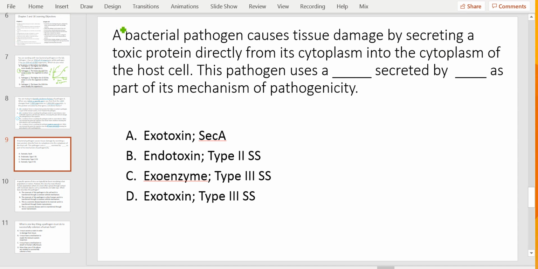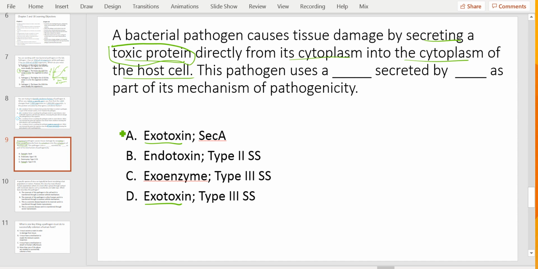So we've got a bacterial pathogen causing tissue damage by secreting a toxic protein directly from its cytoplasm into the cytoplasm of the host cell. And it says, okay, this pathogen is using something secreted as part of its mechanism of pathogenicity. So we're talking here about a toxic protein. That tells us that this is going to be an exotoxin. So pathogens can produce exotoxins or exoenzymes.